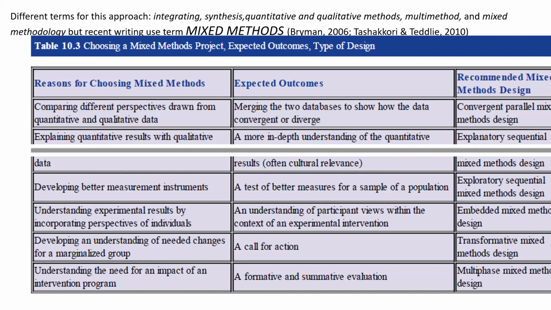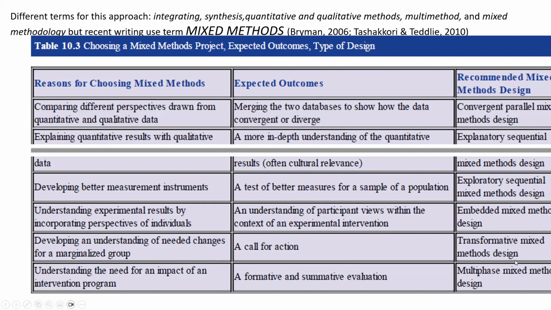You do the pre-test, post-test. However, you are asking a few qualitative questions to answer why that is happening, how that is happening, what is happening. So on developing understanding of needed change or marginalized groups, in that case, you will use transformative. Sometimes the transformative method is used for what type of things? Marginalized groups, or understanding of change, need for change. If you have to understand the change, what type of design do you have to use? Transformative type, because you want some transformation. You want some call for action. You want something different. And understanding the need for an impact, in that case, multi-phase mixed method design can be used.